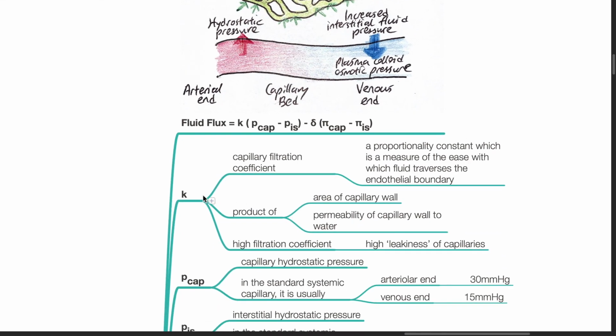K is the capillary filtration coefficient, a proportionality constant which is a measure of the ease with which fluid traverses the endothelial boundary. It is a product of the area of the capillary wall times the permeability of the capillary wall to water. A high filtration coefficient results in high leakiness of capillaries.